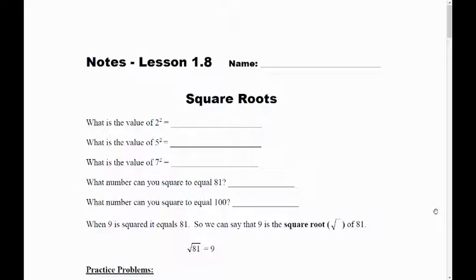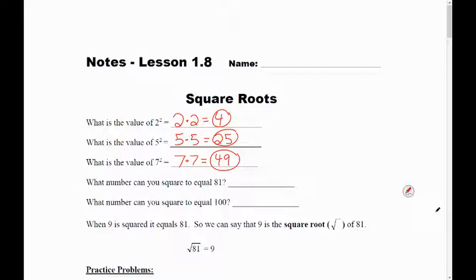So what is the value of 2 squared? Well, you can think of that as a couple different ways. You can think of that as 2 times 2. But what we really want in the end is the entire value, which is 4. 5 squared would be 5 times 5, and that value is 25. And 7 squared would be 7 times 7, which is 49.